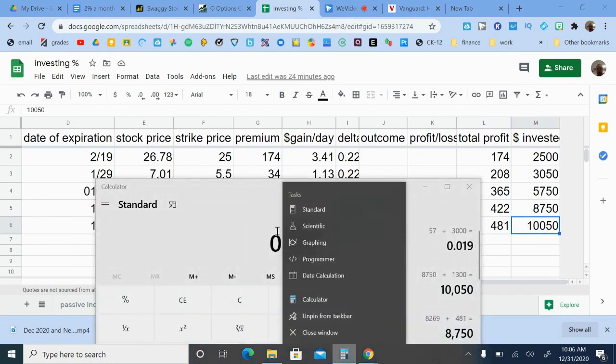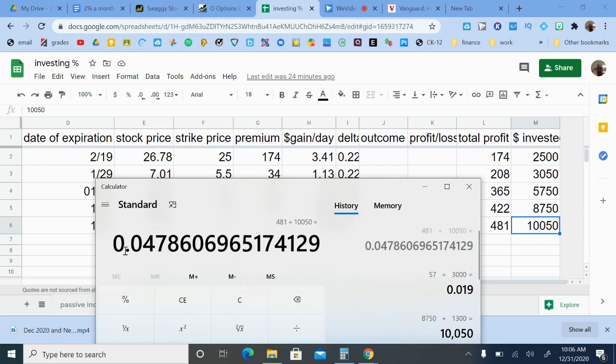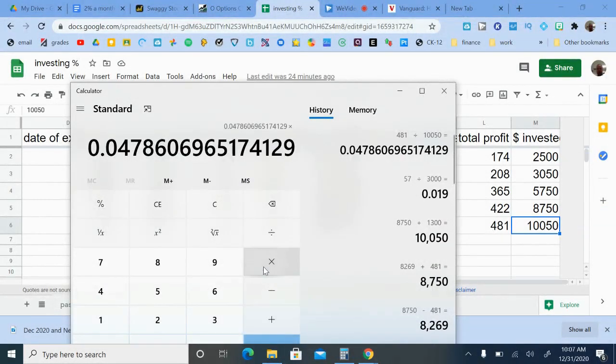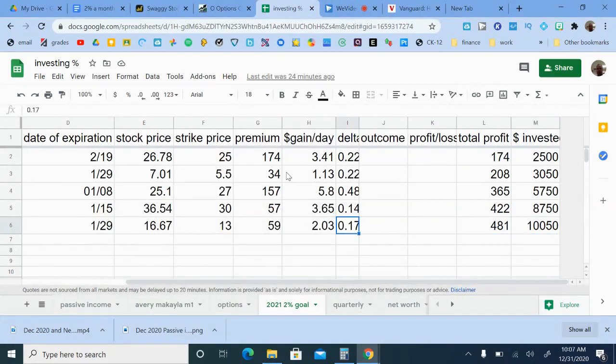If you do 481 divided by the 10,050, times 100 to make it a percent, we're at 4.78% for most of them in the month. Some of them are weekly. But let's say all these expire worthless. I'm earning 4.78% for all these options.